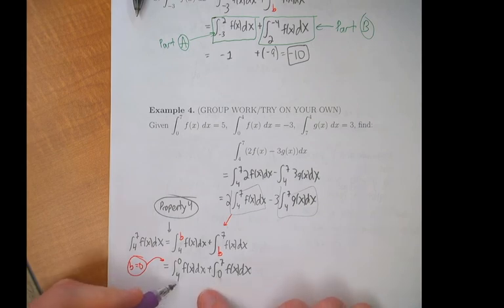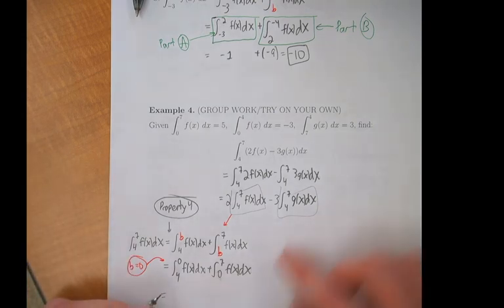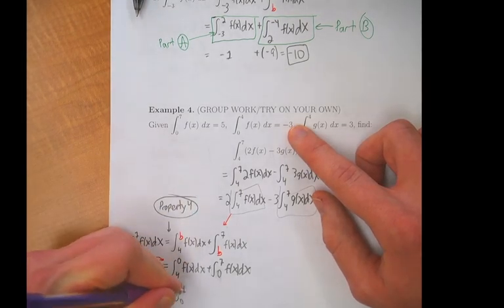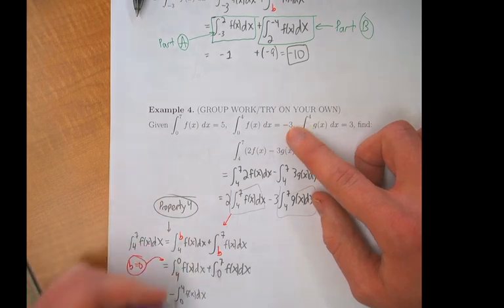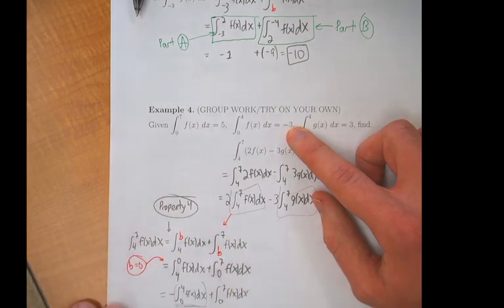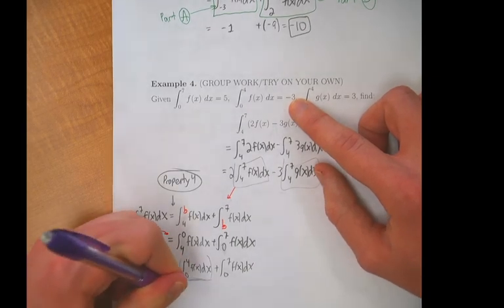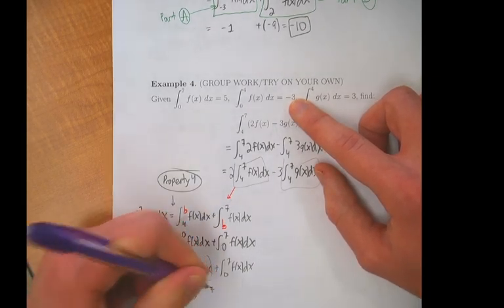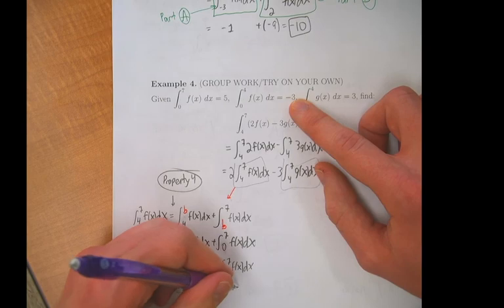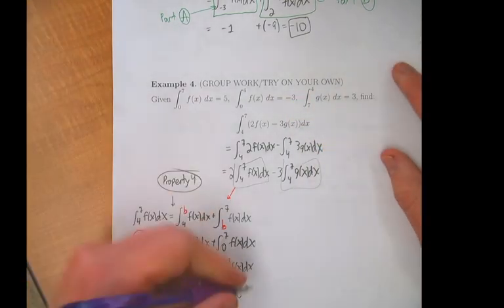So we have the integral from 4 to 0 of f of x dx. What would that equal? 3. Yes, because here we have the negative of the integral from 0 to 4 of f of x dx, which we already have as negative 3. Plus the integral from 0 to 7 of f of x dx. So we have the negative of negative 3 plus 5, which is just going to be a big resounding 8. So that's that.